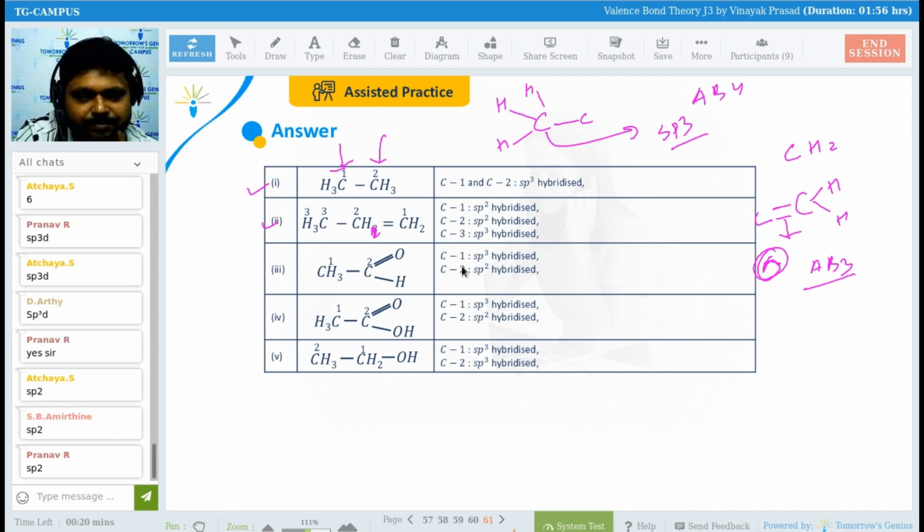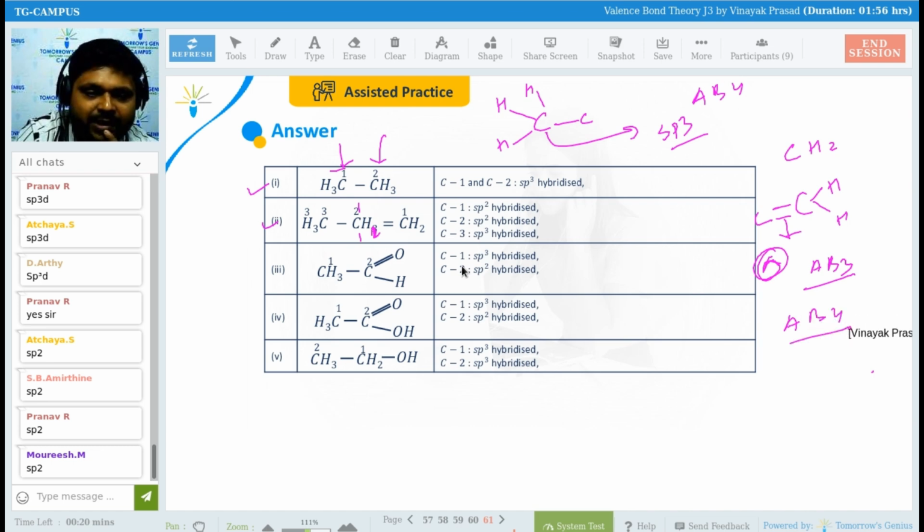Now come to the next point. CH2 is there, right? So single bond is there, single bond is there. So here hydrogen will be there. So again, it is an AB4 type. If it is an AB4 type, then it will be sp3. Yes, sp3. Very good, very good.